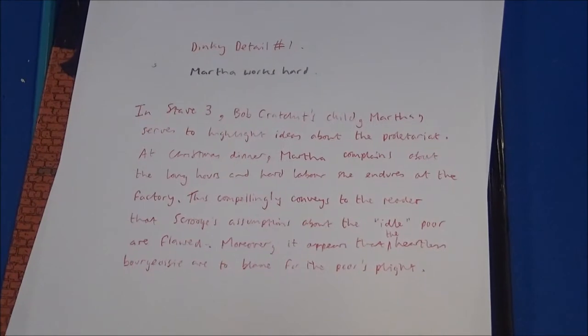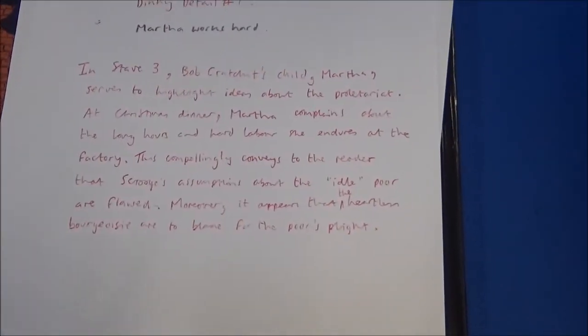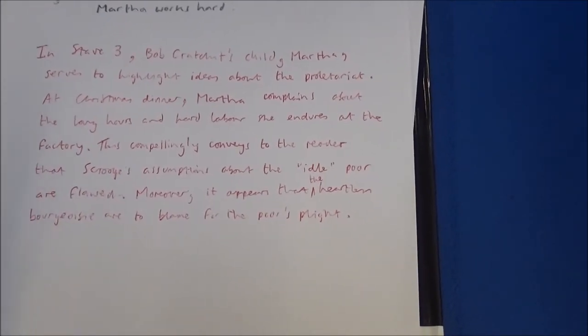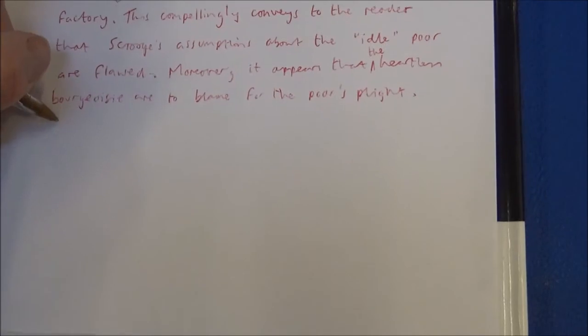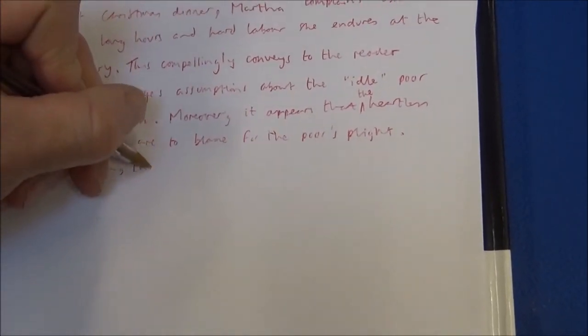Okay, not bad. Let's have a look at that question. Explain how children are portrayed. I suppose it's not going to hurt in my last line if I can just loop back to the question by name-checking children. This is how we do that. Children then. I always find that "then" is a useful way of summarising.